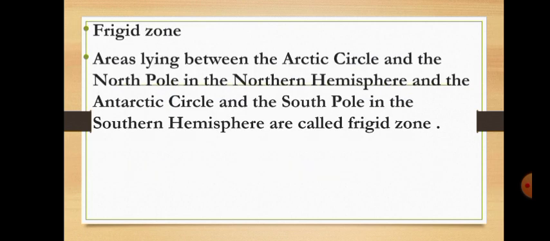Next, frigid zone. Areas lying between the Arctic Circle and the North Pole in the northern hemisphere, and the Antarctic Circle and the South Pole in the southern hemisphere, are called frigid zone.